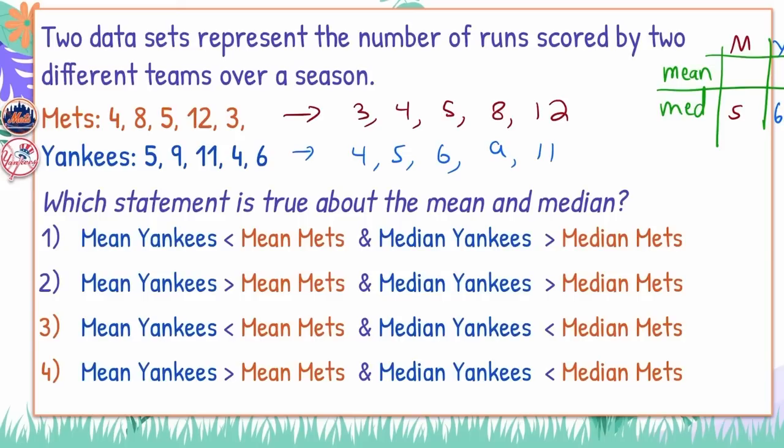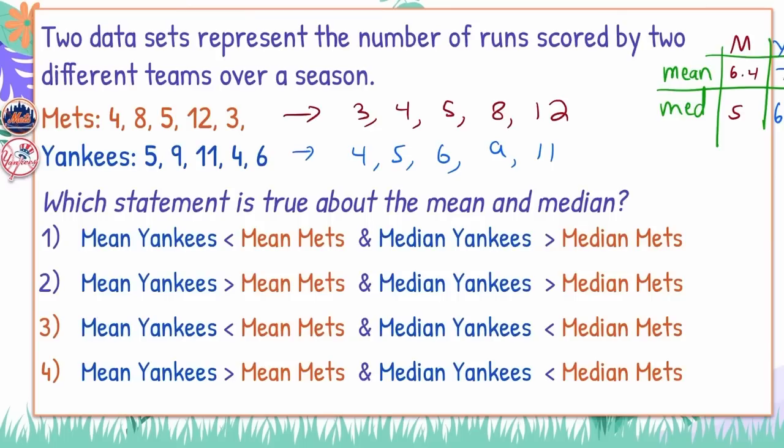Okay, the mean. What's the mean for the Mets? Don't forget you're just adding them up and dividing by 5. So when you add 3 plus 4 plus 5 plus 8 plus 12. Let me do that again. 3 plus 4 plus 5 plus 8 plus 12. Get 32 divided by 5. That's 6.4. And the mean for the Yankees would be, you add up all the numbers. You get 35. Divided by 5, that would be 7.